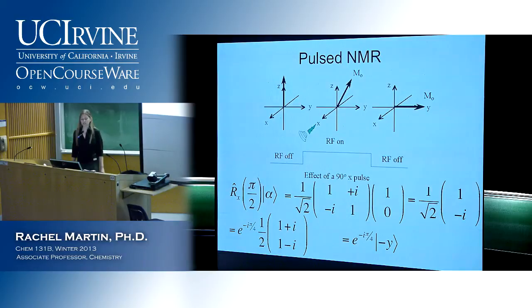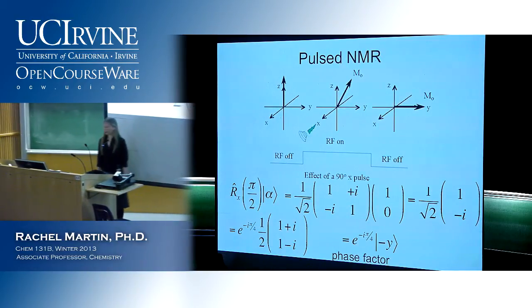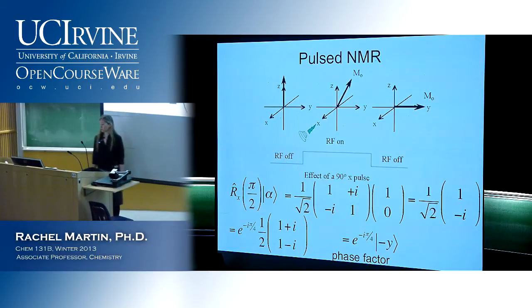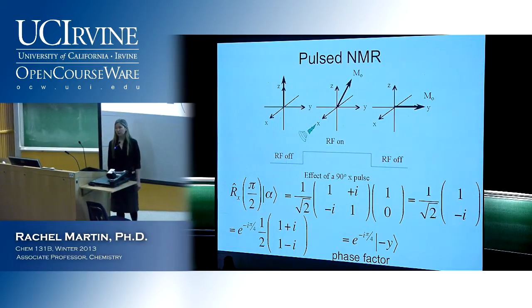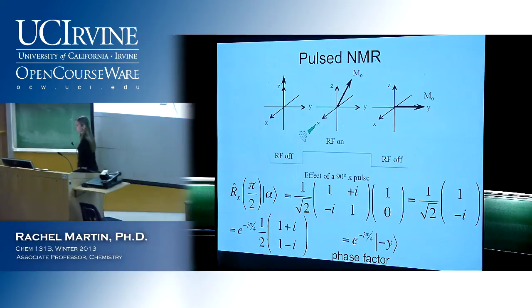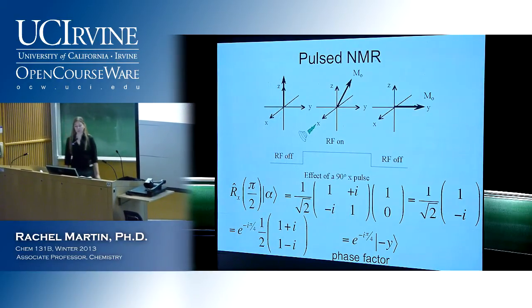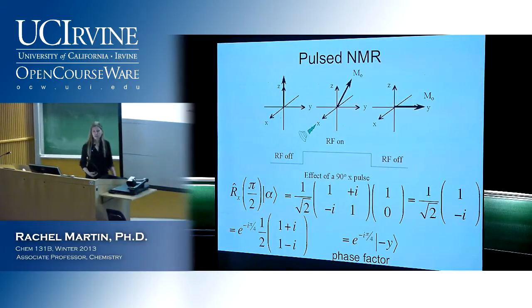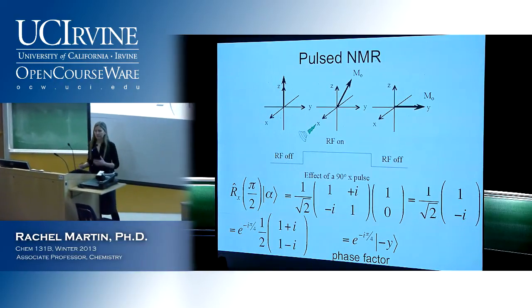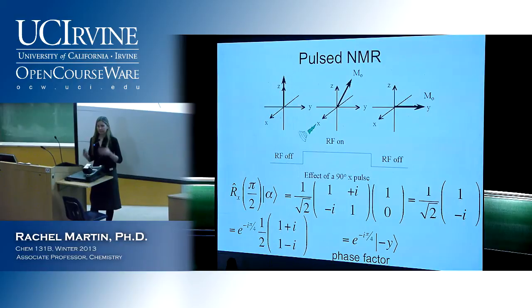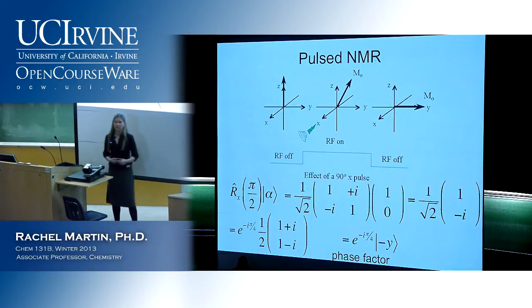That's going to give us our magnetization in the -y eigenstate. It also picks up a phase factor, which is this extra little e to the i pi/4, which we shouldn't worry about right now. But this tells us about how we can actually experimentally make these spins flip.